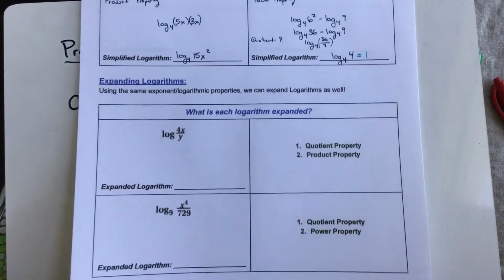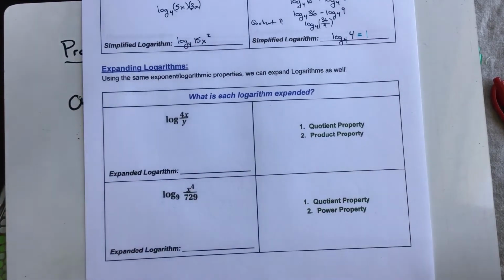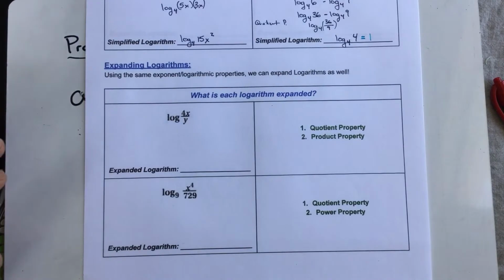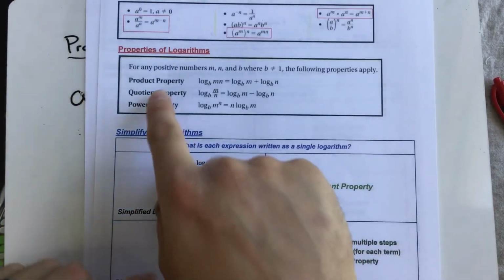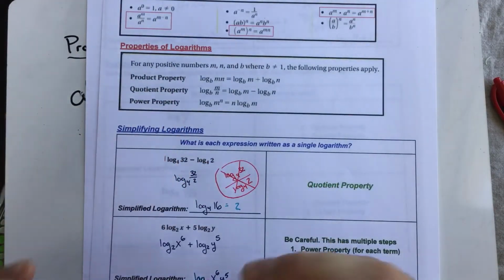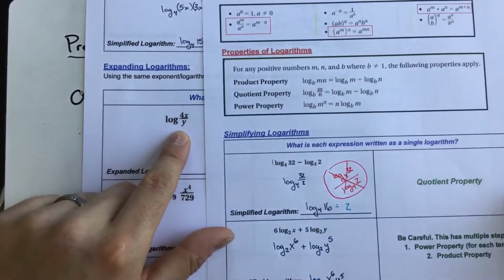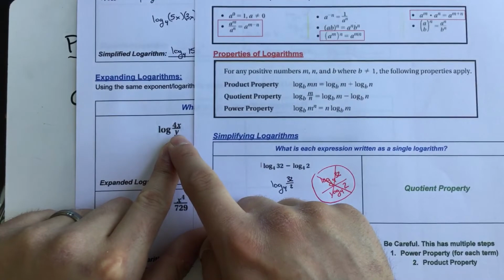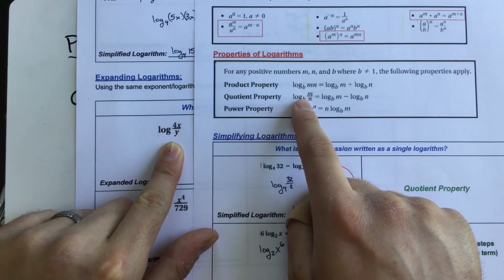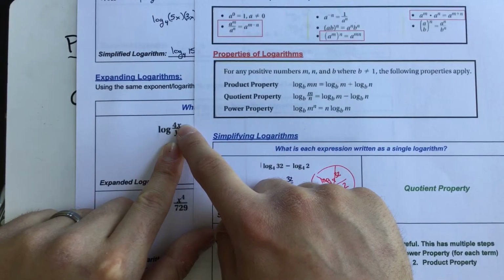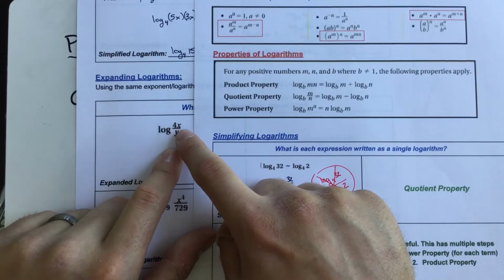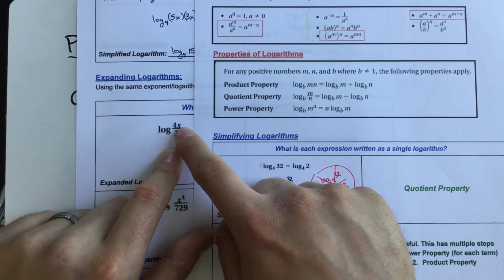In this next part, we're going to do the opposite. We're going to expand the logarithms. So using these properties again, product, quotient, and power, I want to take our logarithm that was condensed, and I want to expand it. So I see here some division, as well as some multiplication in that numerator. First, I'm going to separate that division.